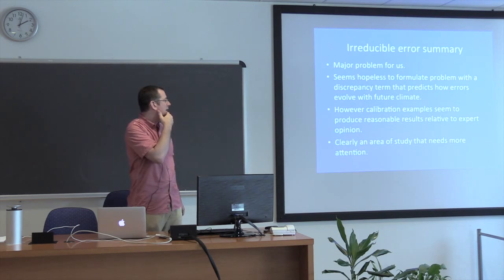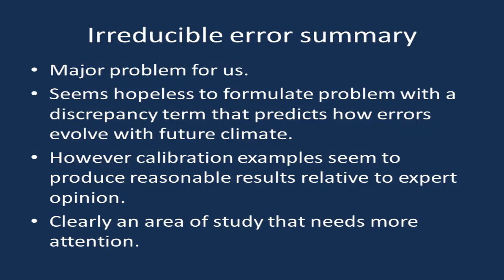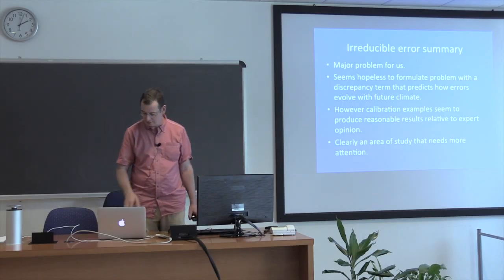I also showed that in a Bayesian calibration for CAM parameters, where we accommodated for model discrepancy by expanding the normalizing variance in the log likelihood, we were able to get reasonable results. That's not a proof that we will always get reasonable results, but in this case, it was a good result. So this clearly is an area that needs further study.